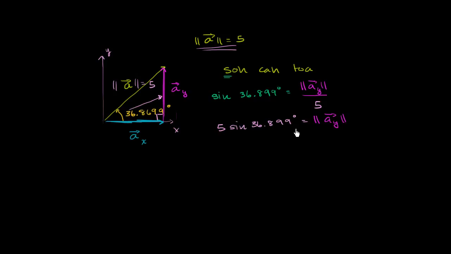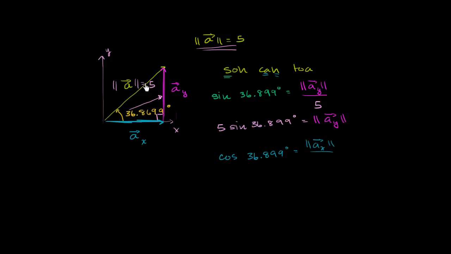Now, before I take out the calculator and figure out what this is, let me do the same thing for the horizontal component. Over here, we know this side is adjacent to the angle, and we know the hypotenuse. And so cosine deals with adjacent and hypotenuse. So we know that the cosine of 36.899 degrees is equal to, cosine is adjacent over hypotenuse, the magnitude of our x component over the hypotenuse.